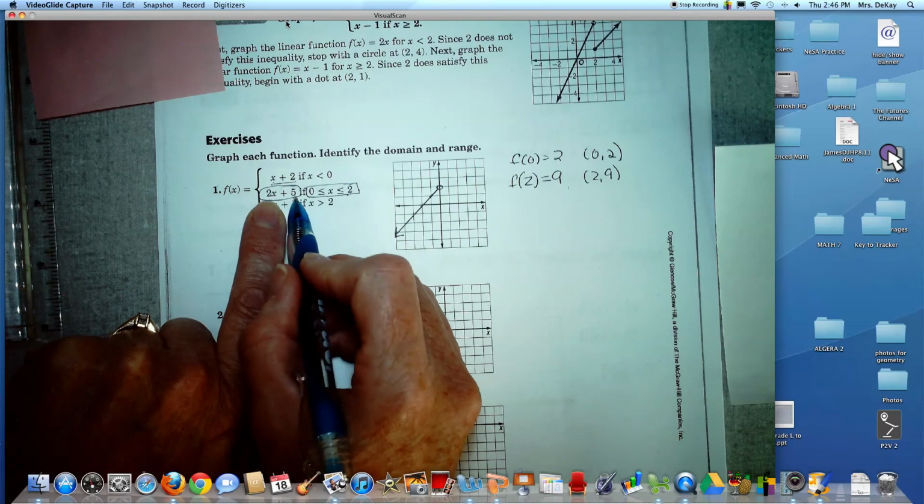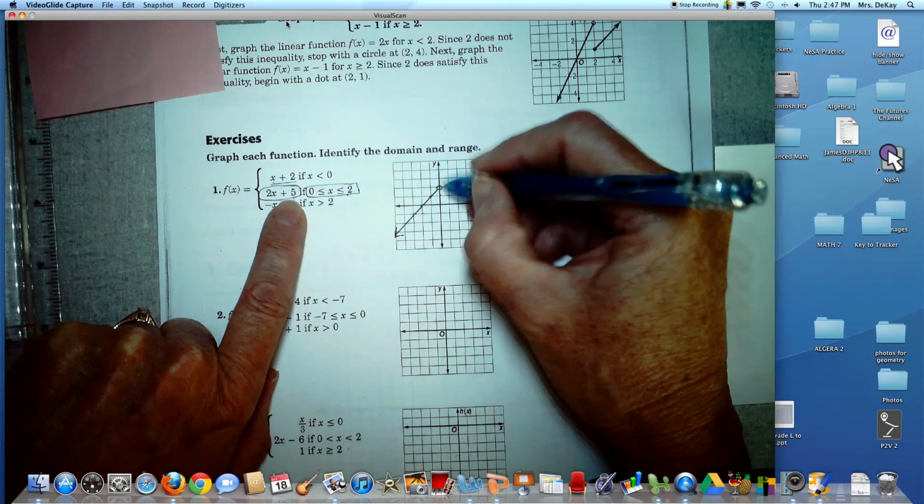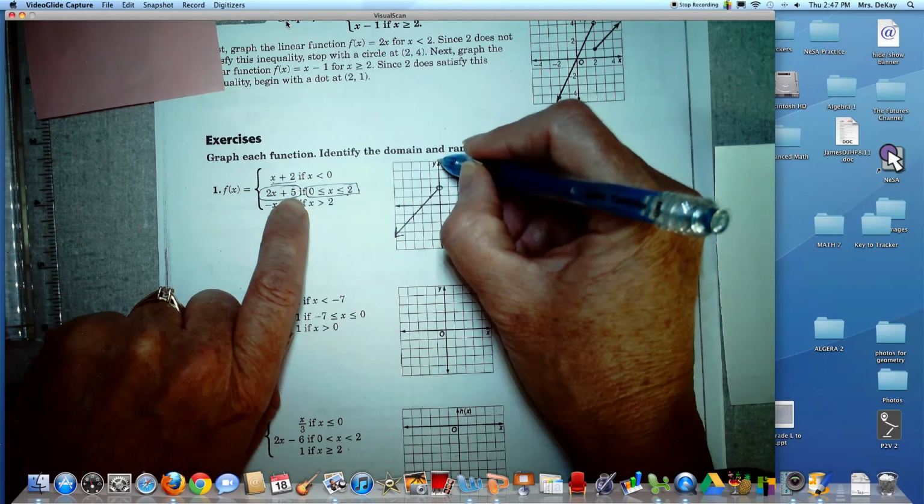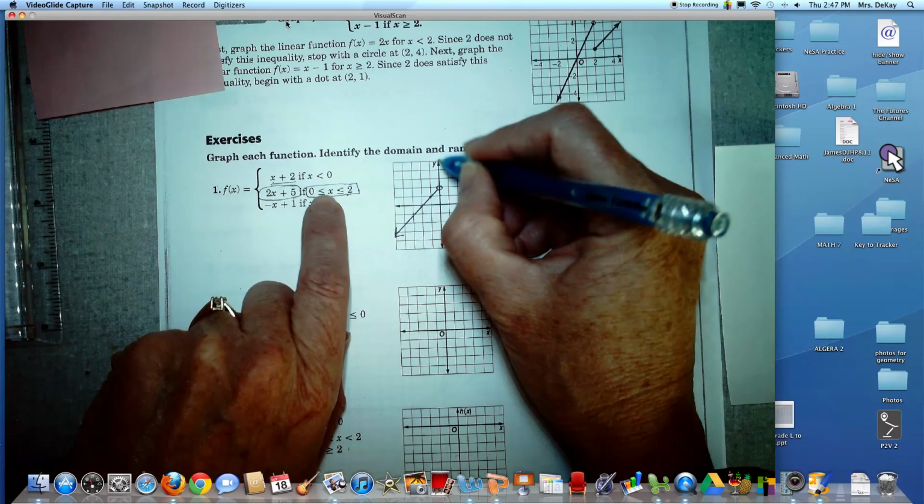So can I find the y-intercept? It said 5. So 1, 2, 3, 4, 5. Is it going to be a circle or a dot? Dot. Yeah, it's going to be a dot.